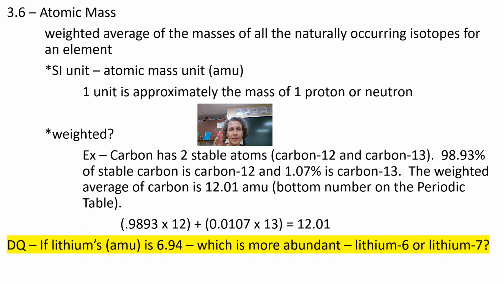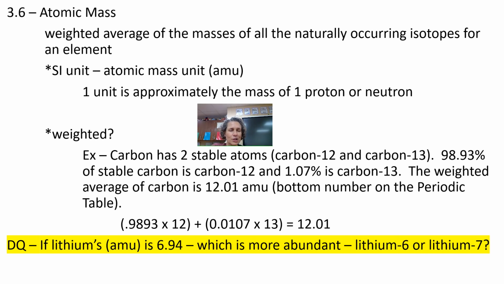The SI unit for this is the atomic mass unit, AMUs, and basically 1 unit is approximately the mass of 1 proton or 1 neutron. So we're not talking grams, although a lot of times it is converted that way for other reasons, but when we're talking about AMUs, we're talking about a proton or a neutron.